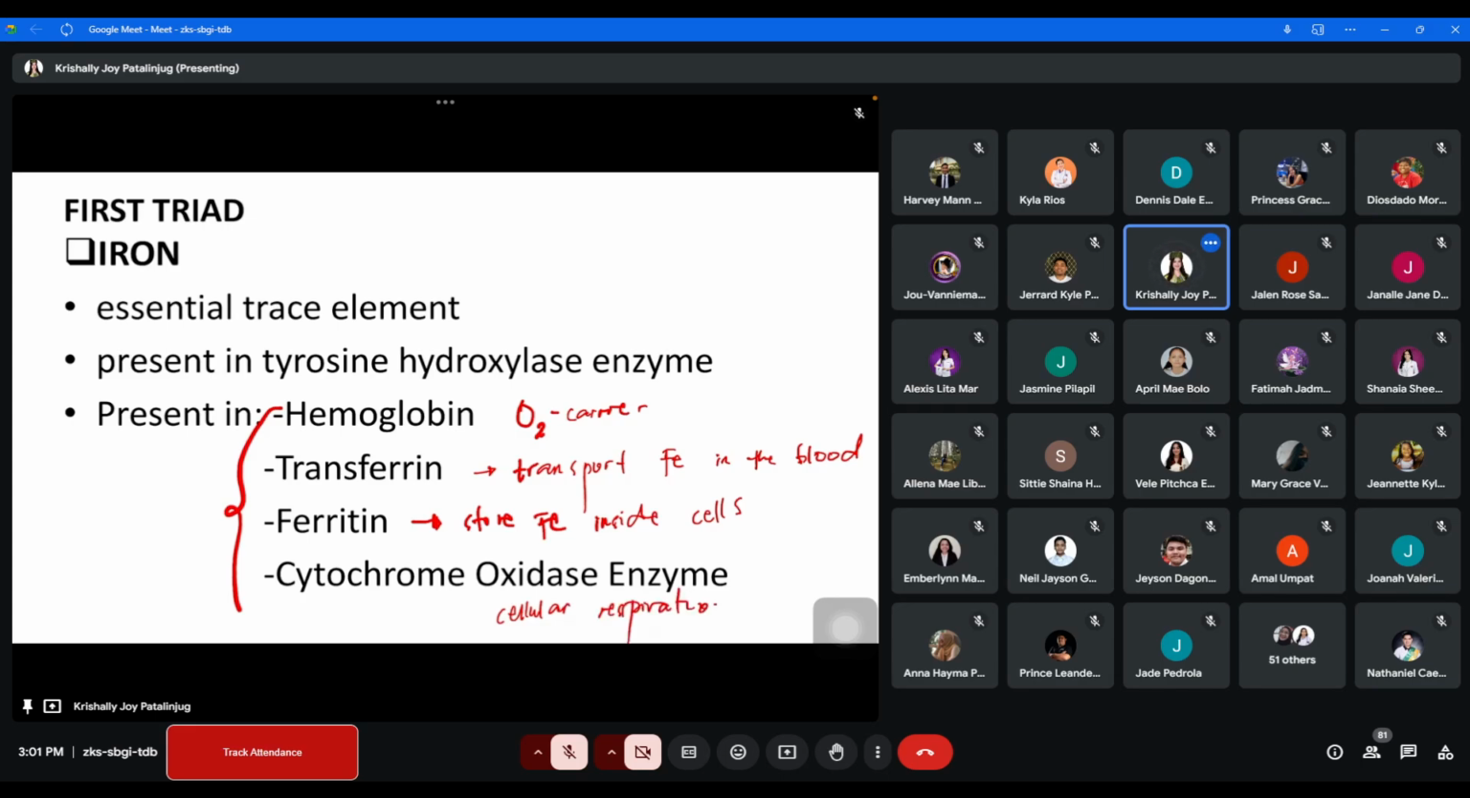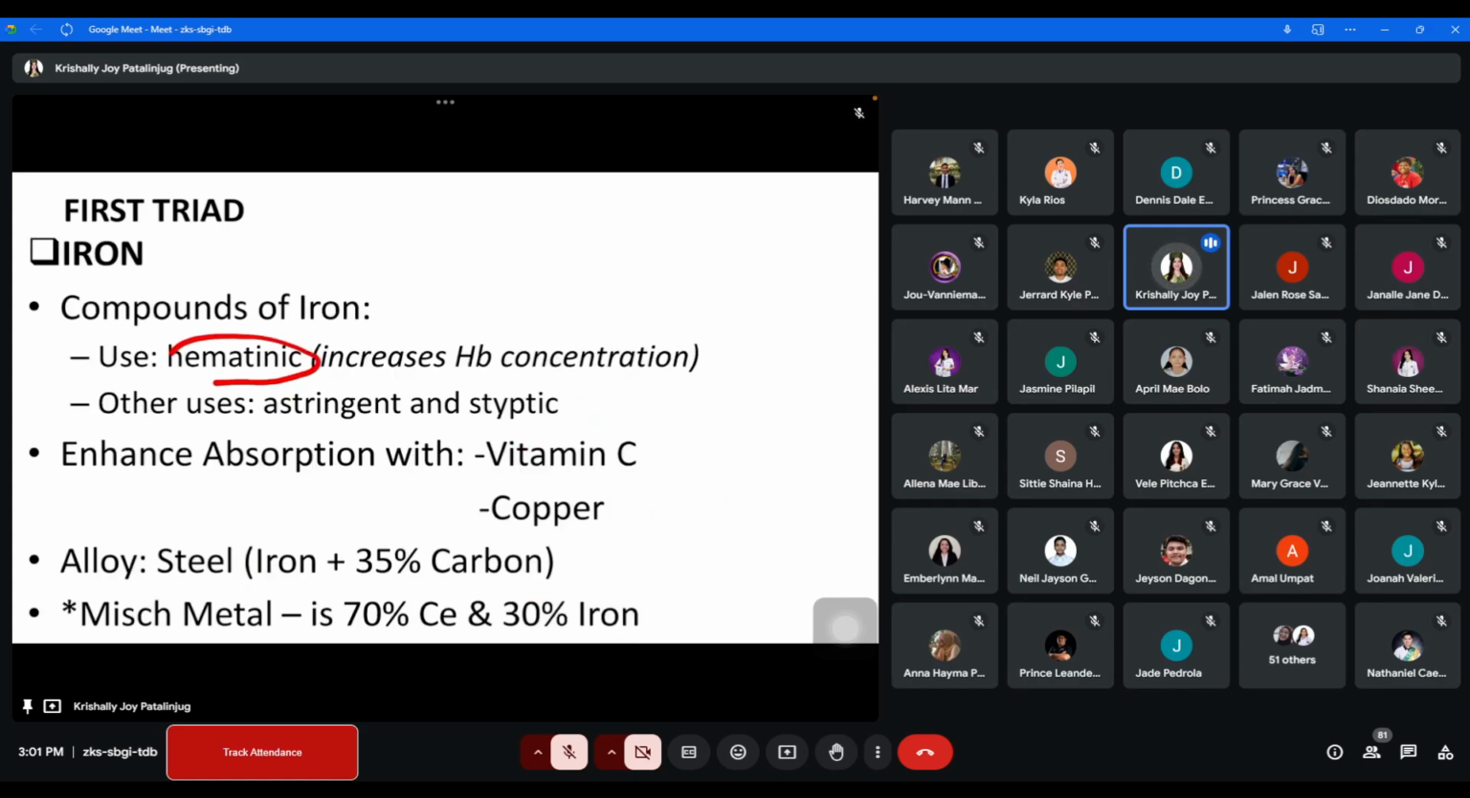Okay. Lahat yan, present ang iron component sa kanila. Okay, ito nasabi na to. Use ng iron: hematinic, it increases the hemoglobin concentration. Yun yung ibig sabihin ng hematinic. Able siya to enhance red blood cell production by increasing hemoglobin concentration. Other uses, astringent, styptic, it stops bleeding.